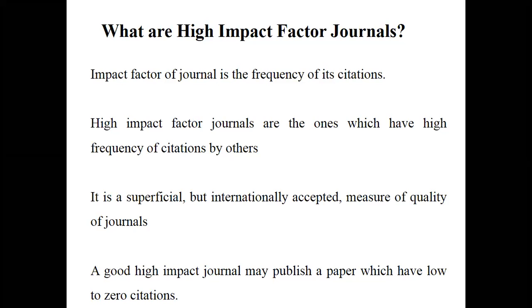What are high impact factor journals? The impact factor of a journal is the frequency of its citation. It depends on how many times a research article from a journal is cited. High impact factor journals are the ones which have a high frequency of citation by others. It is a superficial but internationally accepted measure of the quality of journals. A high impact factor journal may publish a paper which has low to zero citation. No matter what, if a journal has many citations, the impact factor will automatically be very high, and a high impact factor journal is considered a good journal.